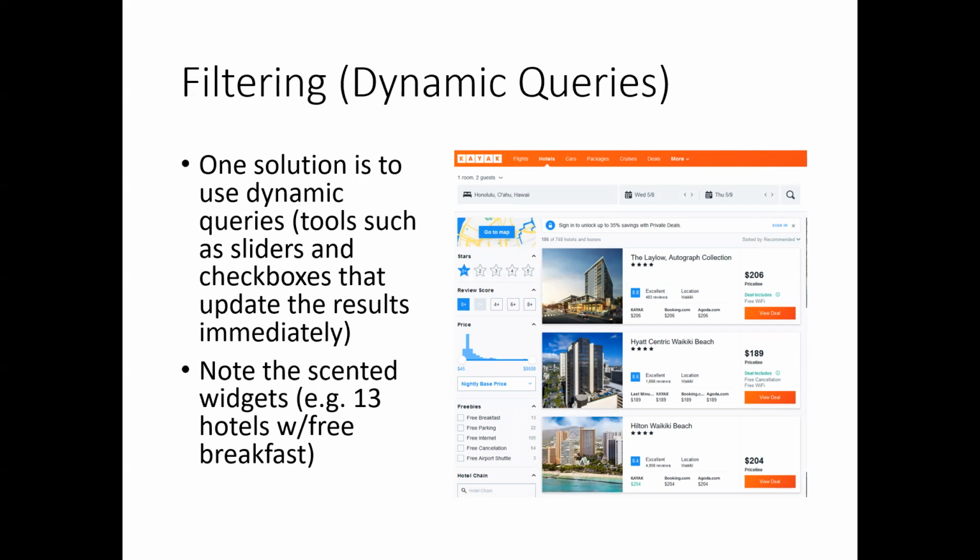And what they have is scented widgets. So when you look at the freebies, such as free breakfast, you'll see 13 hotels will have free breakfast. There are only 3 with a free airport shuttle. You probably don't want to stay at any of the hotels that offer free airport shuttles on Oahu because they're not the greatest hotels and they're pretty far away from anything or any place that you really want to be.